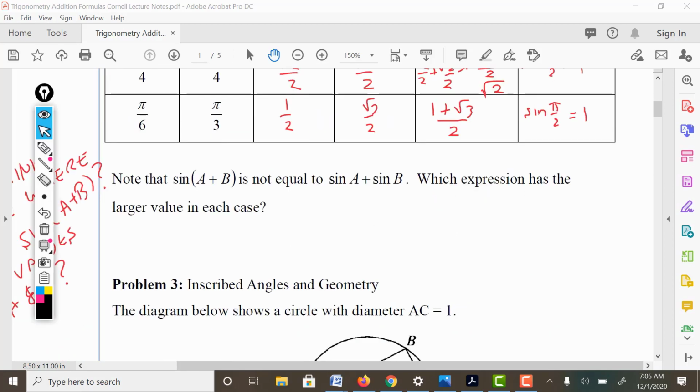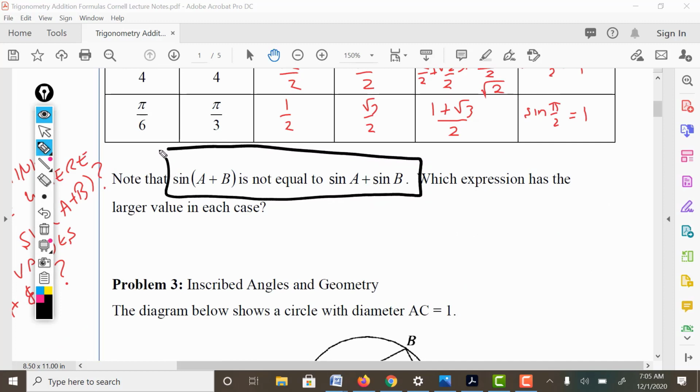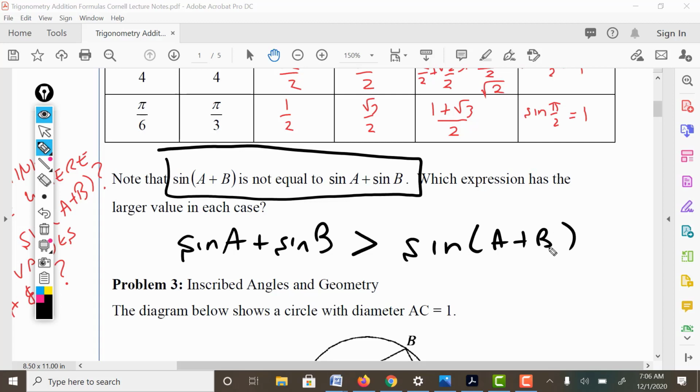Note that sine A plus B is not equal. I'm saying it again, just in case you're not aware. They're not the same thing. However, what we do notice based on the above is that sine of A plus sine of B is greater than sine of A plus B. We were getting radical 2, we're getting 1 plus radical 3 over 2. On the right side, it was always going to be 1 so far for this problem. However, there are a few cases where this is true.